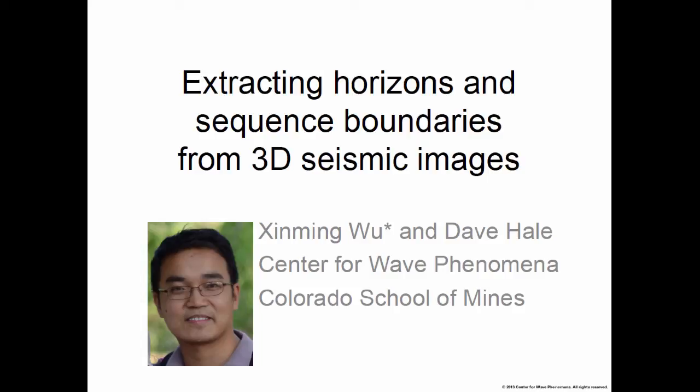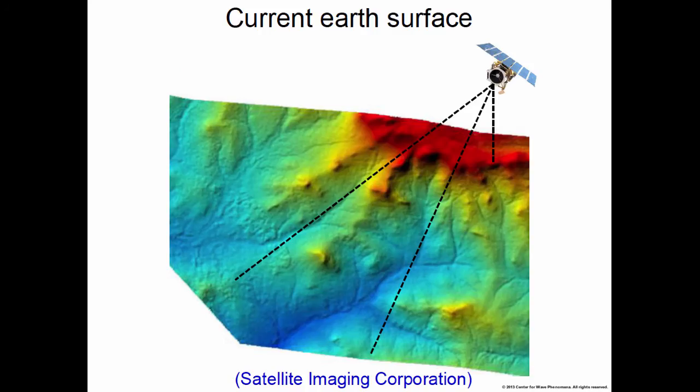I will talk about methods for extracting horizons and sequence boundaries from 3D seismic images. Before talking about my work, I'd like to show you an image of the current Earth surface, which is obtained by using the InSAR technique. The InSAR technique is amazing because it allows us to view the current Earth surface on a big scale.